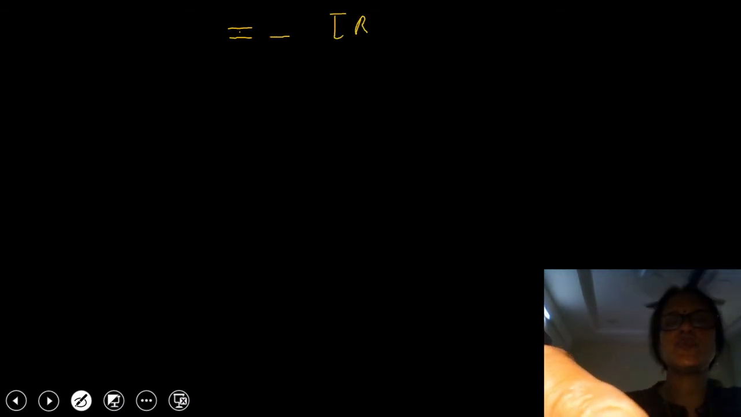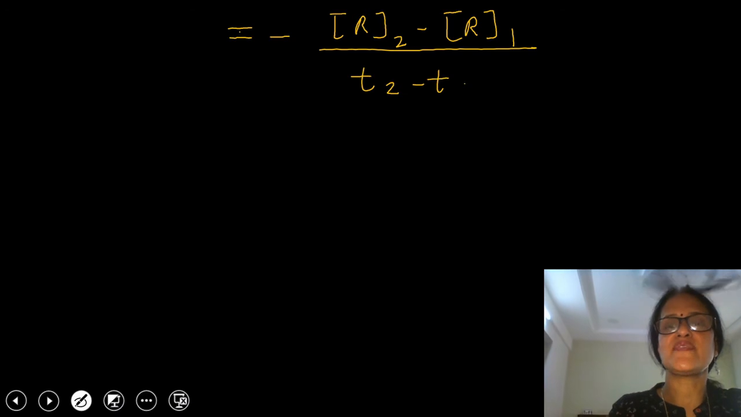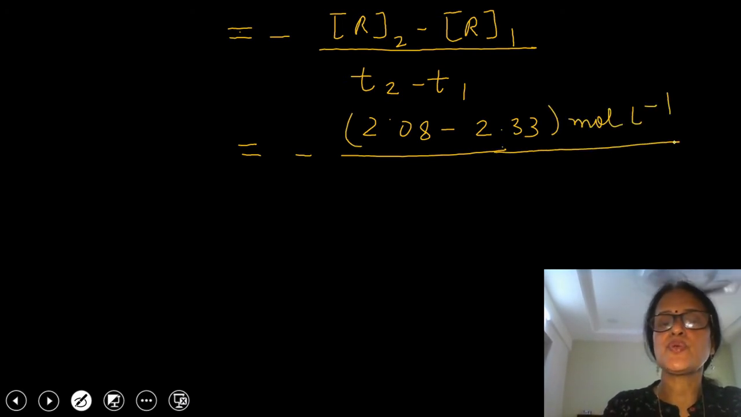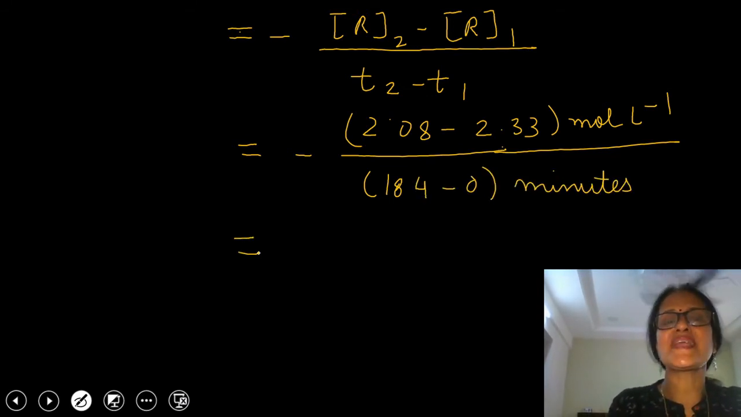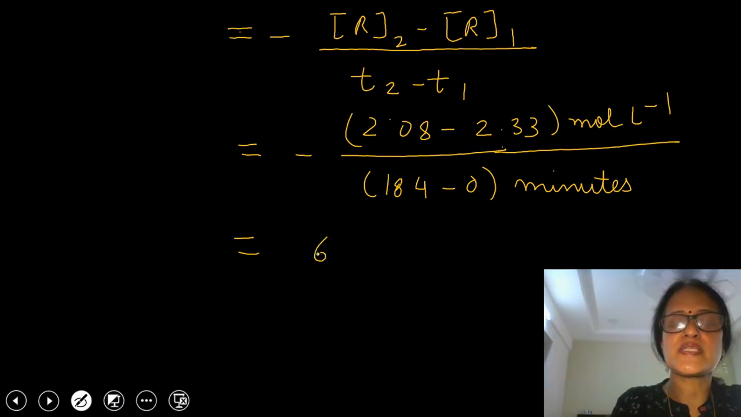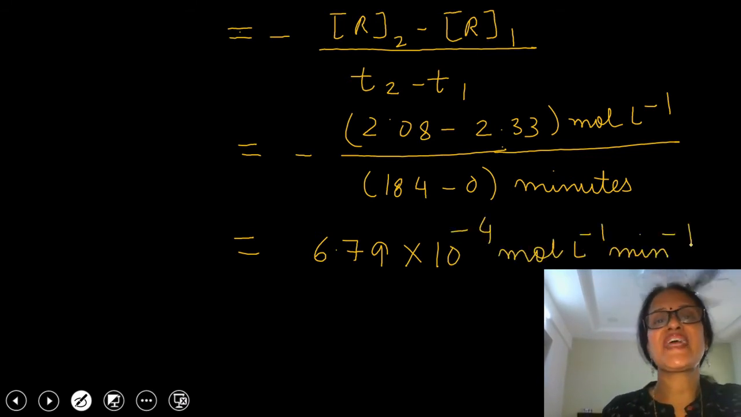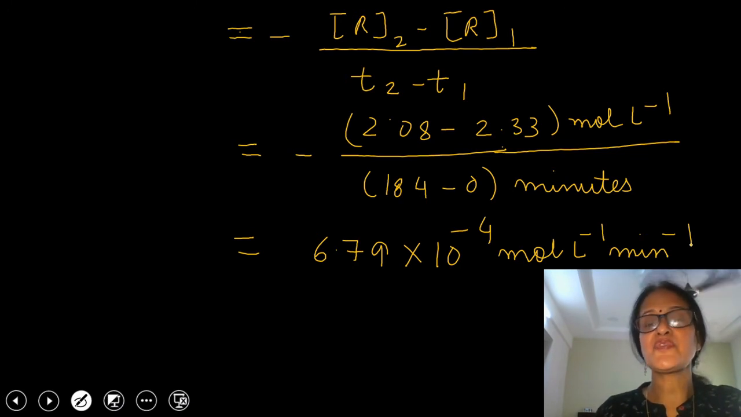So we can write here minus R2 minus R1 by t2 minus t1, that is 2.08 minus 2.33 mole per liter, and time t2 is 184 minutes minus 0. So on calculating this, we will get 6.79 into 10 to the power minus 4 mole per liter per minute. So this we have calculated in terms of units of minute. You have to calculate it in terms of units of hours and seconds also.